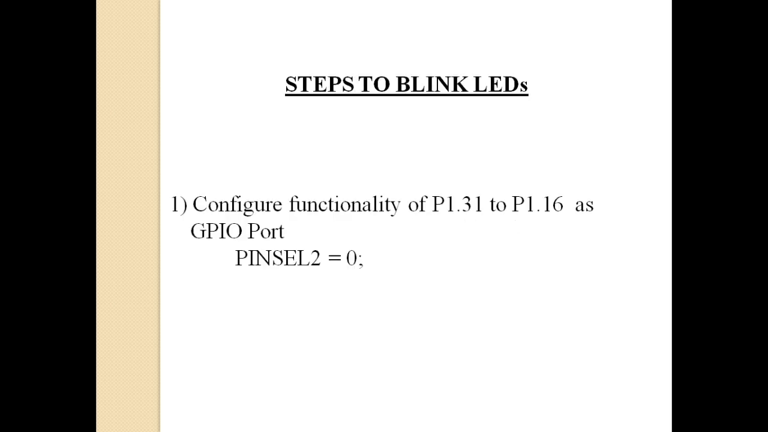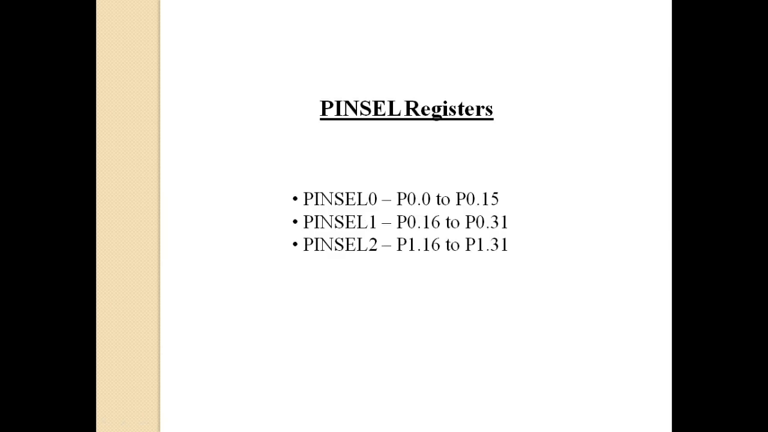In my case, I need to configure the functionality of P1.16 to 31, that is port 1.16 to 31, as GPIO port, right? Not any other functionality. I told you there are pin select registers used for configuring the functionality. In this controller there are three pin select registers: PINSEL0, PINSEL1, PINSEL2.